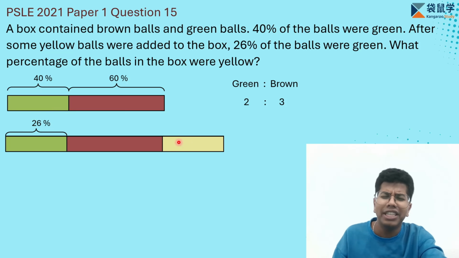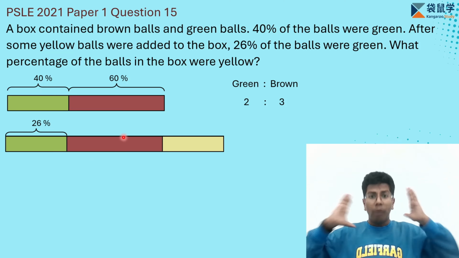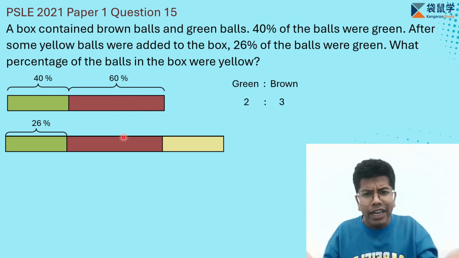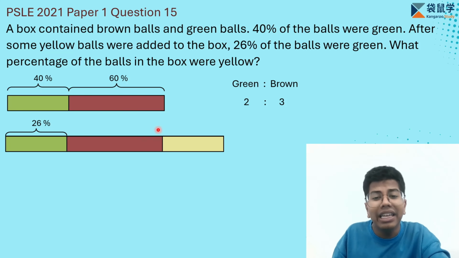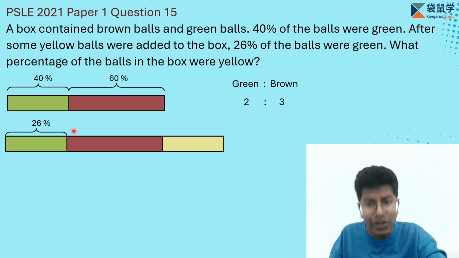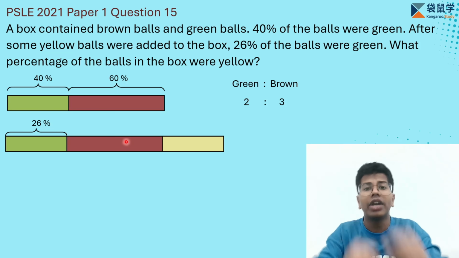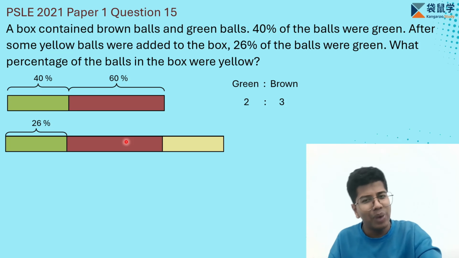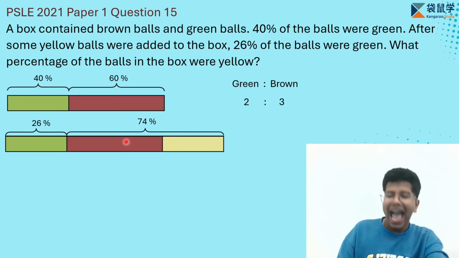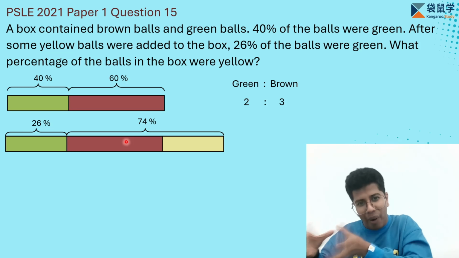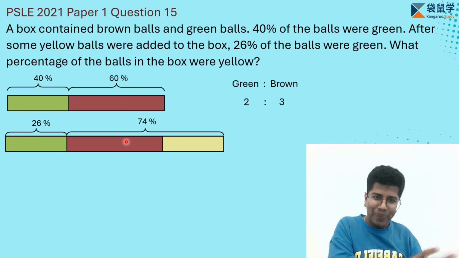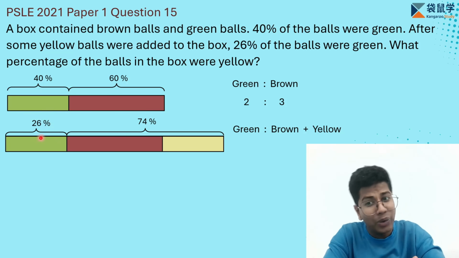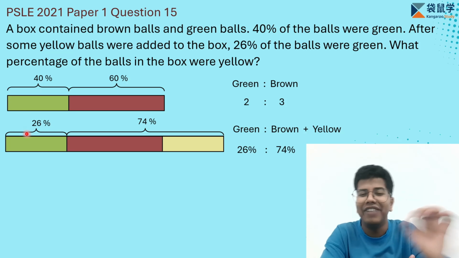So the only information I know in this model is the total in percentage and the percentage of green balls. From these two pieces of information, what can I find out? I can only find the remaining percentage of brown and yellow balls together. So I can find the remaining information by taking 100 minus 26, which is 74%. And now, as we said, we can convert the percentage information into a ratio. And then it becomes green to brown plus yellow, where green is 26% and brown plus yellow is 74%.